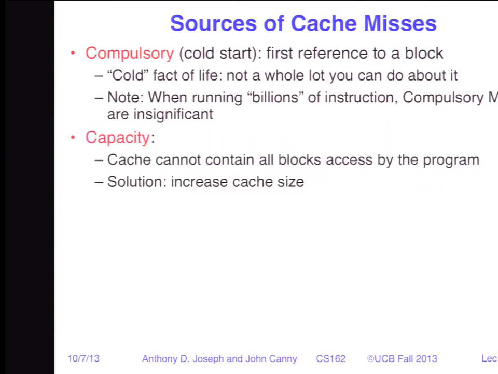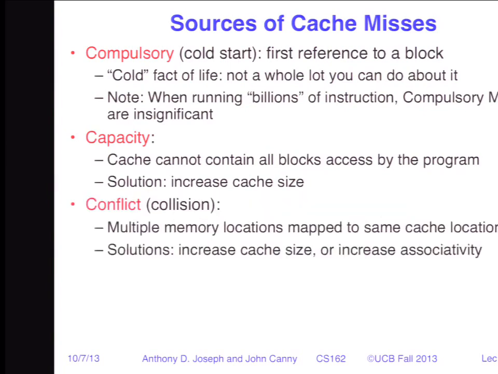Okay, so our second one is the one that was mentioned in the back, which is capacity. We can't contain all of the blocks that are going to be accessed by the program. The solution here is to simply make our cache larger. There is a solution to compulsory misses, which is we could just preload everything. But the downside of preloading is that it's going to delay us from starting execution, and it's usually faster to just page in on demand.